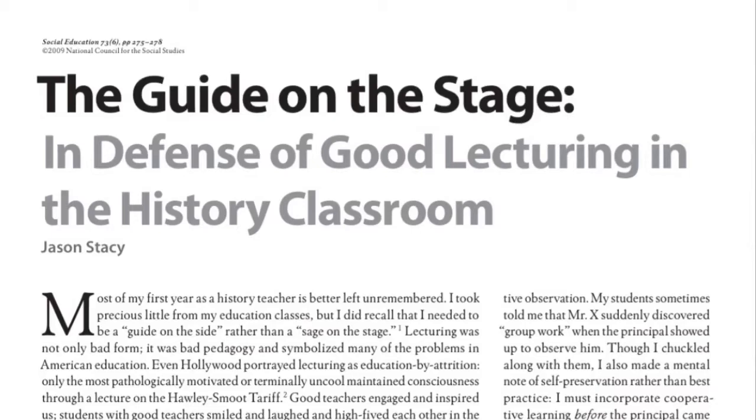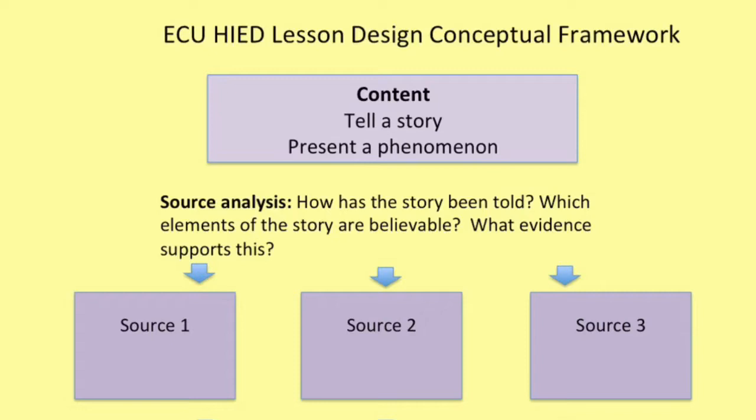In this lesson flow map for history education lessons at East Carolina University, you can see that the content delivery section of the lesson is situated as a place where a story is told or a phenomena is presented for later investigation and inquiry.